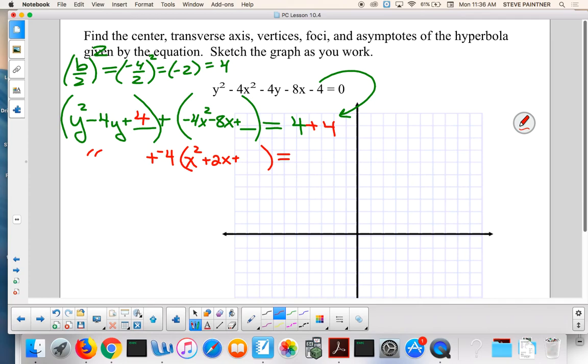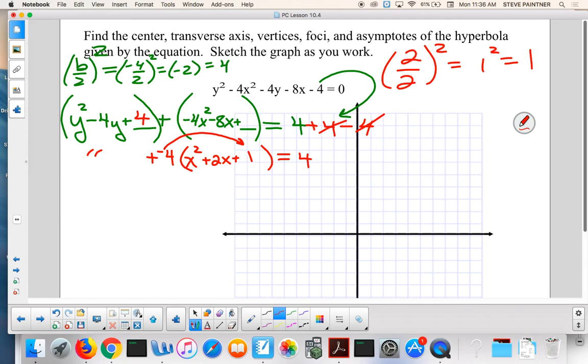What's half of 2 and then square? Half of 2 and then square it. You get what? You get 1. You put a 1 here. What do you do to the other side? You add 1? Yeah, see, it's not 1 you added. You actually added a negative 4. So you got to do this little number. And now 4 plus 4 minus 4 is 4.